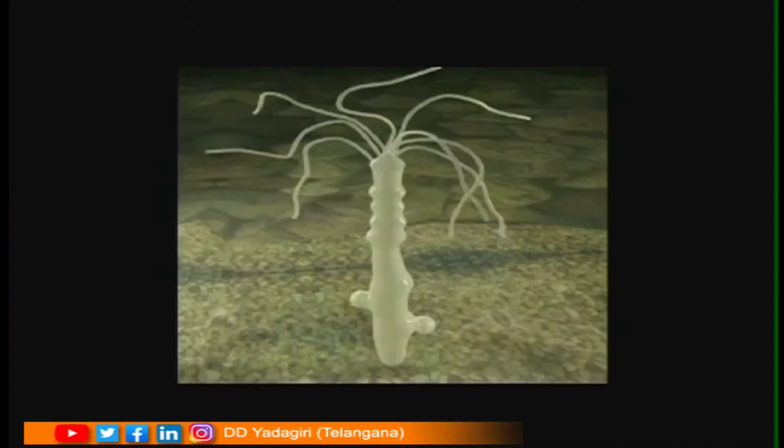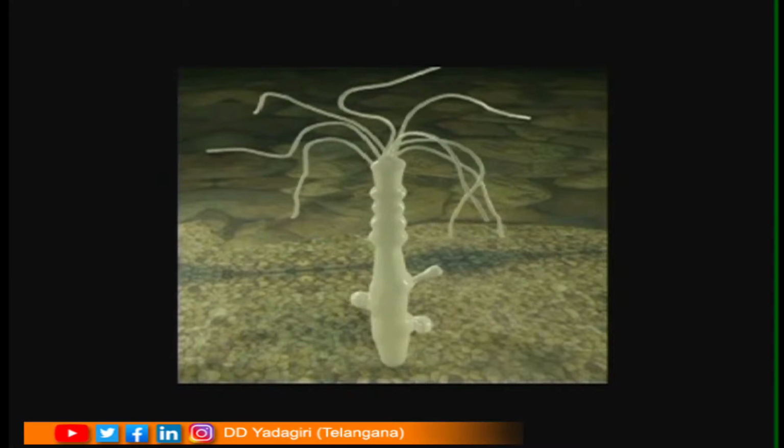Is it clear, children? Now, let us see a video of how the process of budding takes place. What is this, children? It is a hydra. Hydra is a freshwater organism. It is a multicellular organism. It has a tubular body, and hair-like structures at the end, which are called tentacles.